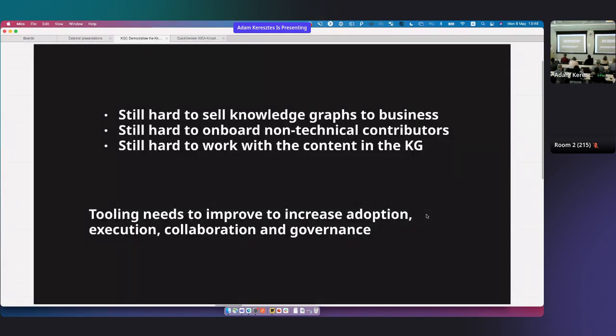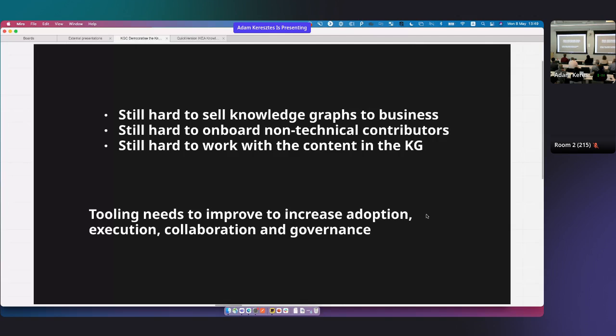So this is a nice black background. It's a negative intonation here, but I want to emphasize that even though we have worked 2 years on the knowledge graph within IKEA and we have many supporters, it's still hard to sell knowledge graph to our business and other partners within the company. It's still hard to onboard non-technical contributors. It is not super simple. It's getting better, but it's not as intuitive and quick as it should be.